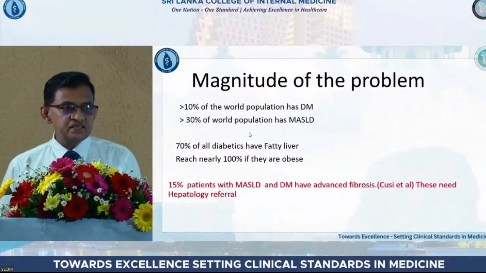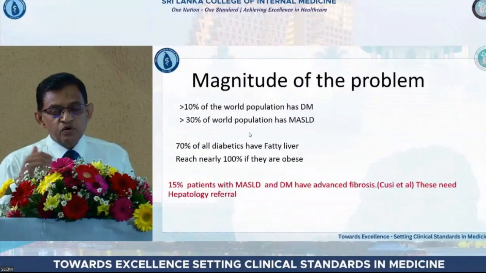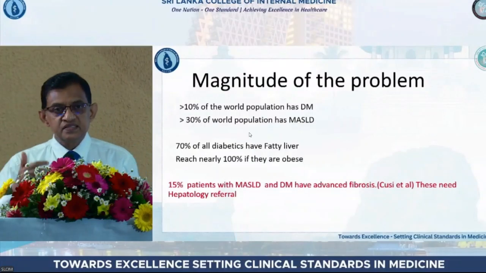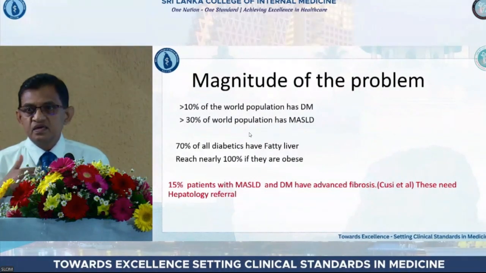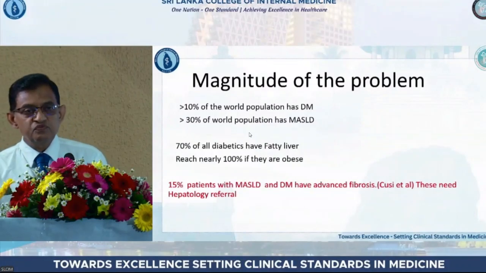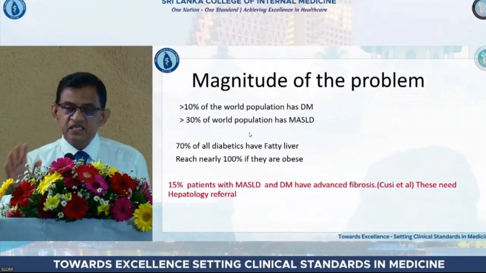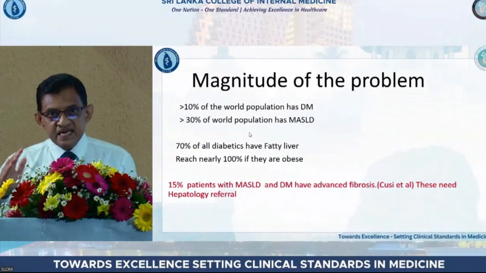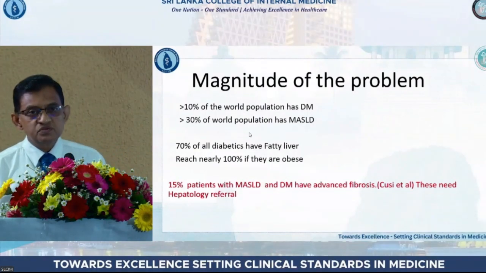But the surprising data is not that. About 15% of patients with diabetes and fatty liver already have advanced fibrosis, and this figure in Sri Lanka is about 20%. We have just done a study at Ragama, screening 350 odd patients with diabetes and fatty liver with the FIB4 score, then moving into FibroScan. 20% of them have liver fibrosis needing some hepatology input. So that's not good news.